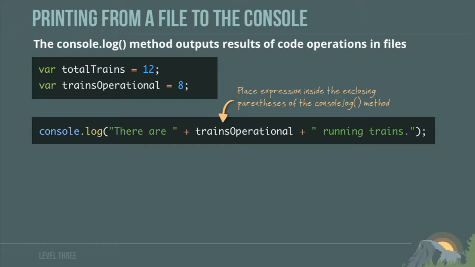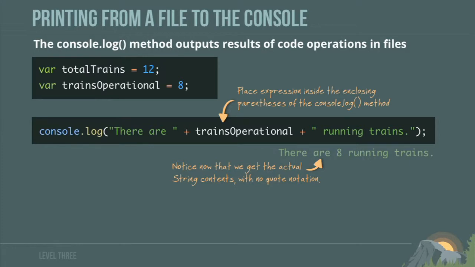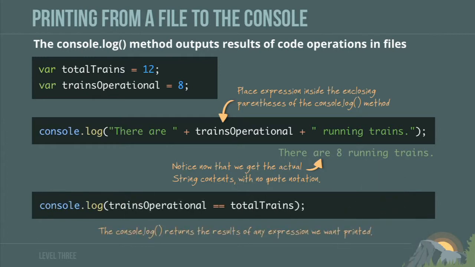inside its parameters. This would log out or print the contents of the string to the browser's console, and notice that there are no more quotation marks around that string. Now we can place any expression that we want inside of a console.log method. We can even ask if the trains operational is equal to the total trains, and since it's not, console.log will say false.